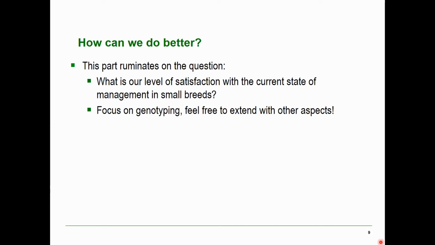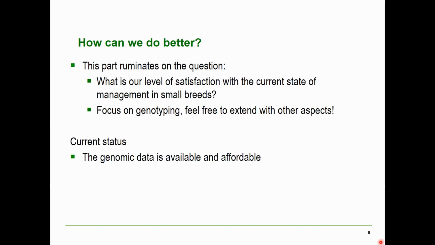And it's not that I am ignoring all these other aspects, but I just chose genomics as the focus of this presentation. So that's why I'm going down this path. So the key question here is, what is our level of satisfaction with the current state of management in small breeds, let's say when it comes to genomics?